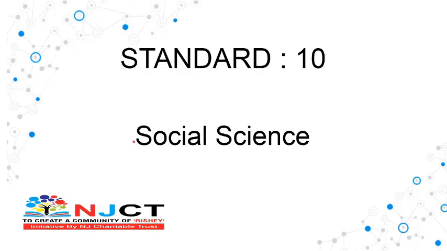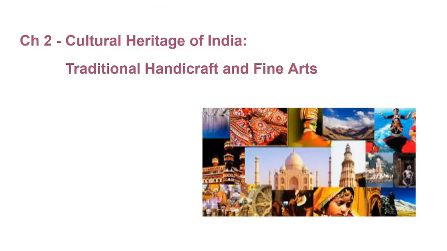We are learning social science of 10th standard, and in the previous video we have started with the second chapter, that is Cultural Heritage of India, Traditional Handicraft and Fine Arts. We know that our cultural heritage is rich and varied. It includes traditions, customs, rituals, types of lifestyle, festivals, farming, education, entertainment, art and handicraft, skills, etc. So in this chapter we are going to talk about arts and handicraft of India.